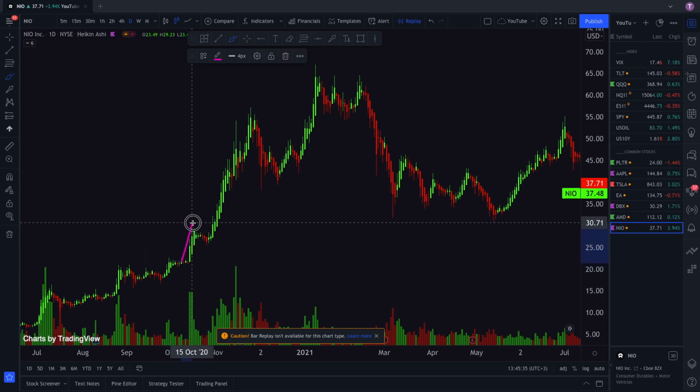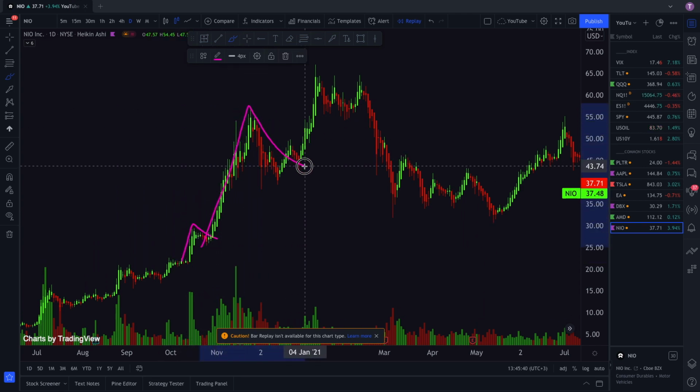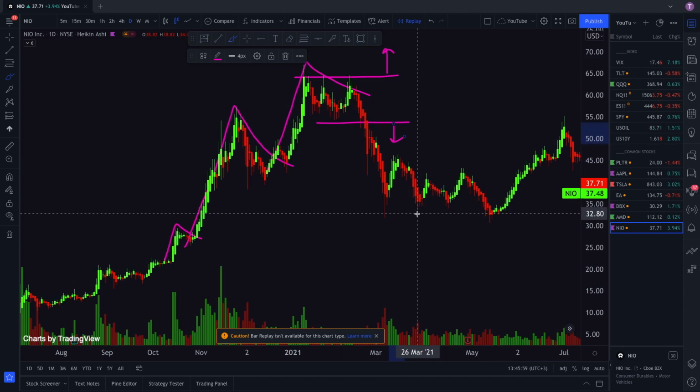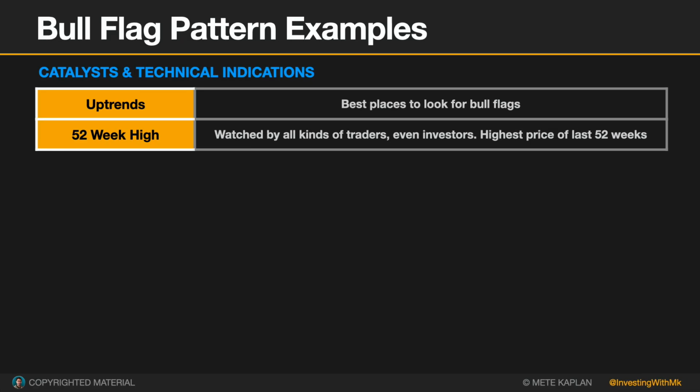One small flag here, one big bull flag pattern here, and there's another one which didn't work. If I entered this trade, I could have been stopped. So as you can see, identifying bull flags with Heiken Ashi is extremely simple. If you are a beginner, please use it.